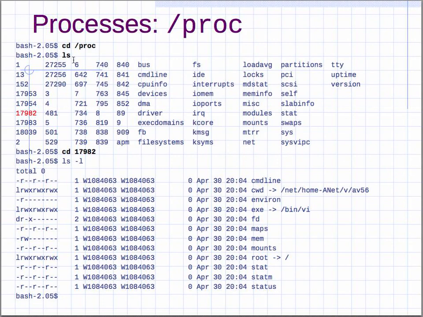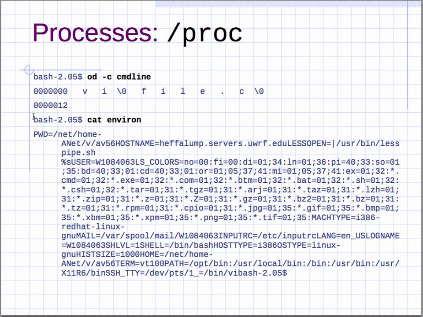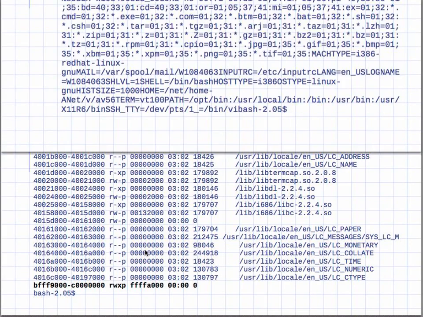cd to /proc. You'll see 17982 there, or whatever process ID your vi is. You can cd into there and find more details. You can cat the contents of a file or do an octal dump. And you can cat, for example, environ. This has a list of all the shell environment variables that are currently defined for this process. And you inherit all of this from bash.